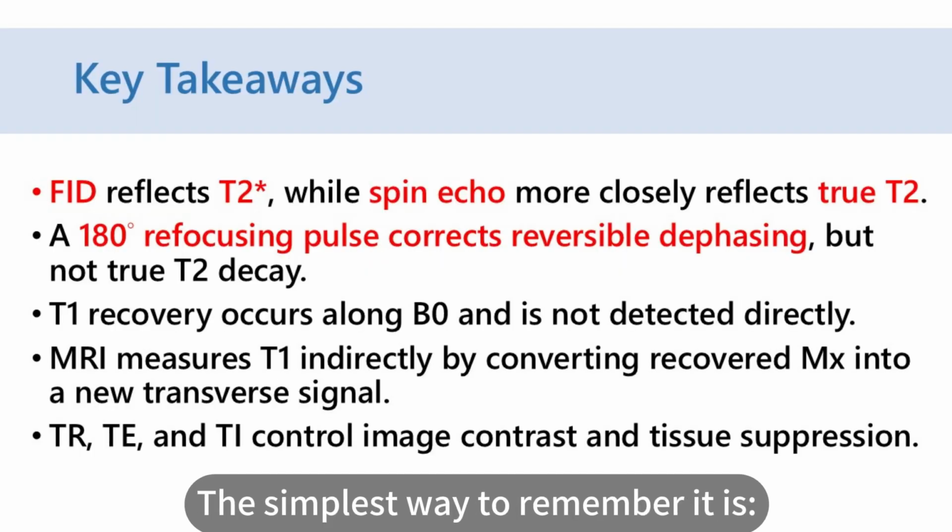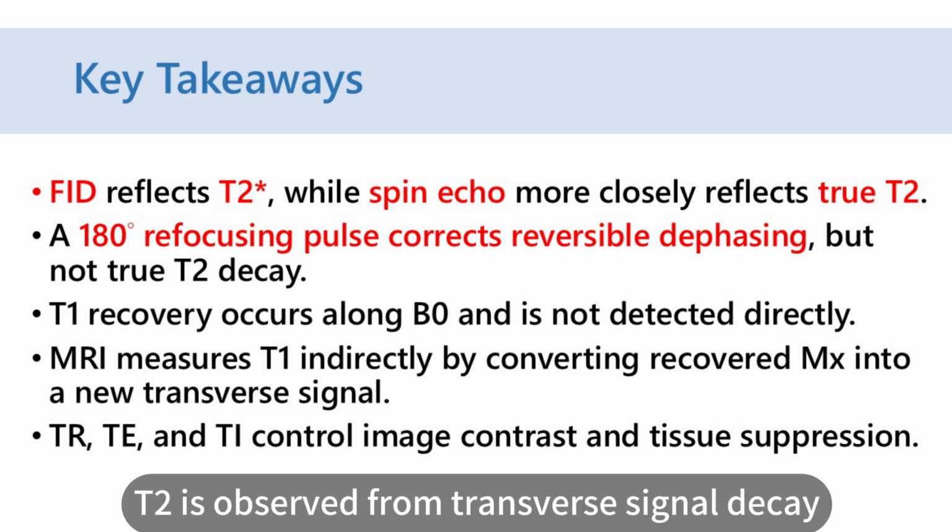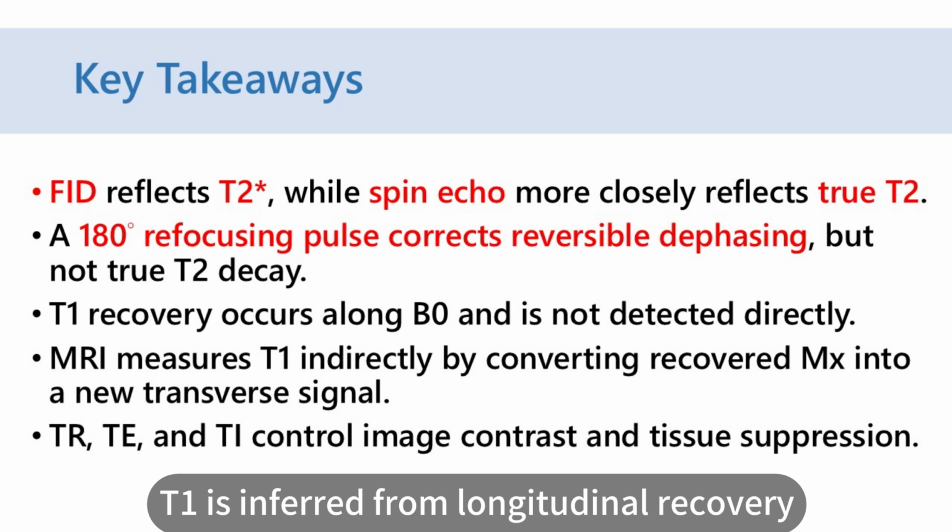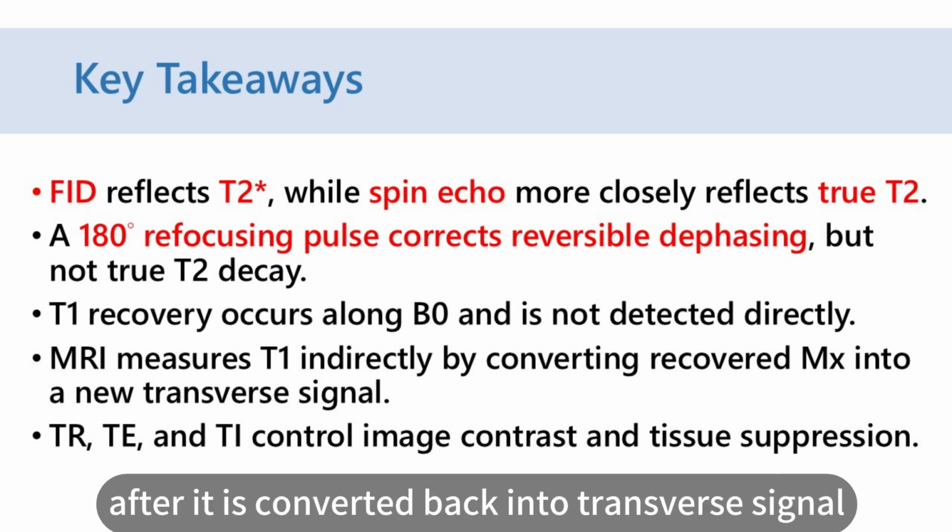The simplest way to remember it is: T2 is observed from the transverse signal decay. T1 is inferred from the longitudinal recovery after it is converted back into a transverse signal.